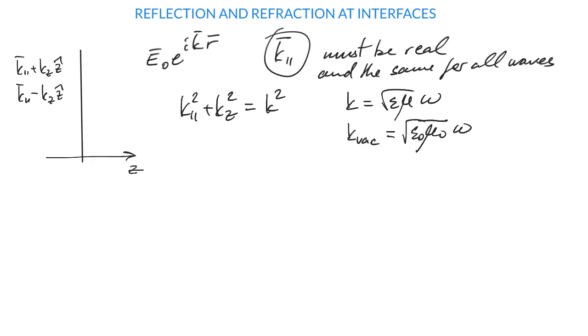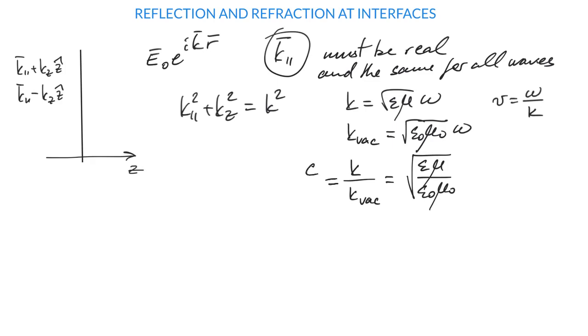So we have k divided by k vacuum for the same frequency given by the square root of epsilon mu divided by epsilon naught mu naught. Because the speed of light in a medium is given by the ratio of the frequency to the wave number, the ratio of k to k in vacuum for the given frequency gives us the ratio of the speed of light in vacuum and the speed of light in the material.